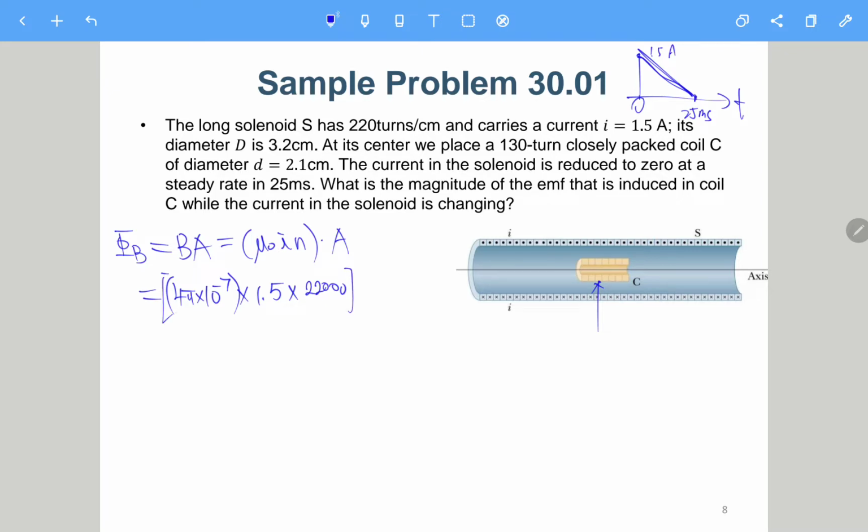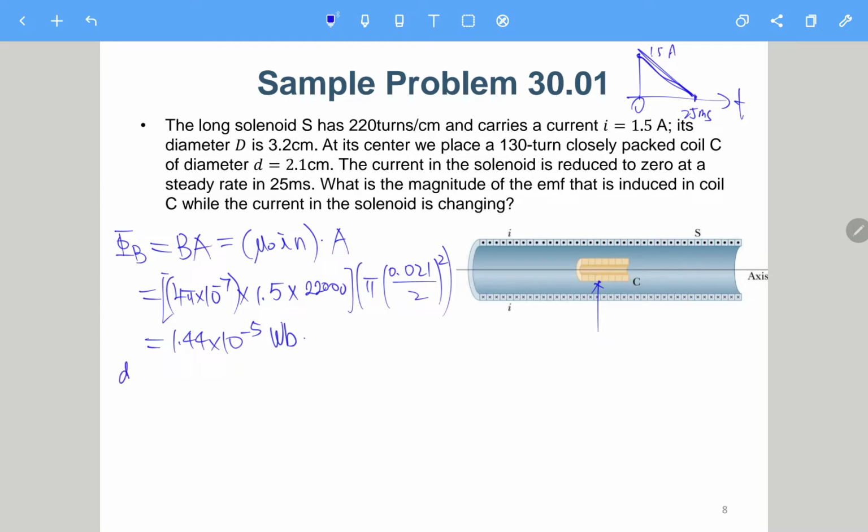This is μ0 I n, and then A should be π, and the diameter is 2.1 centimeters, so the radius should be 0.021 over 2. This is the radius, and then squared. This is the cross-section area of this coil C. So this number is nothing but 1.44 times 10 to the minus 5 Weber. So this is the magnetic flux.